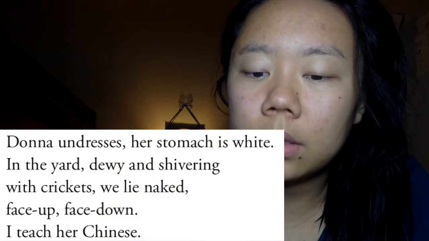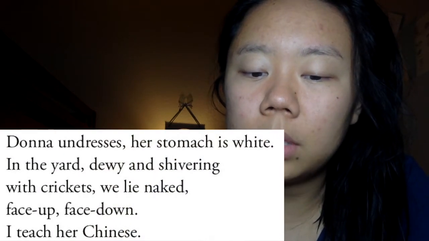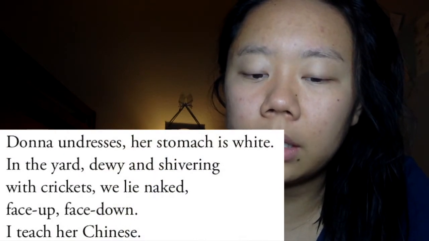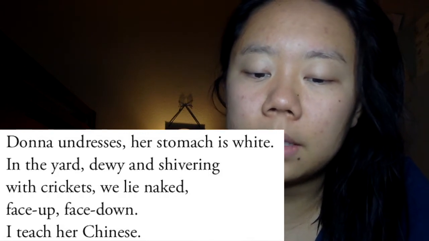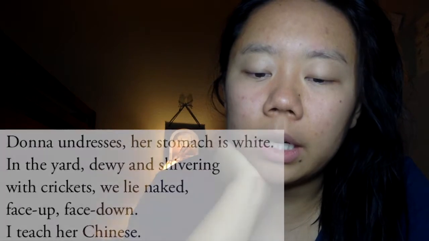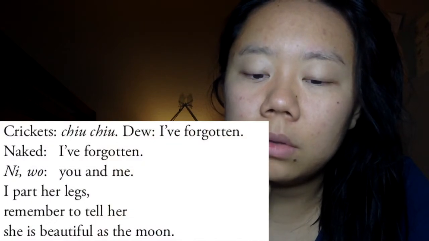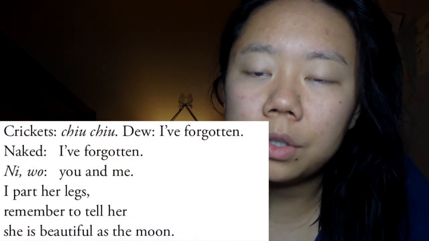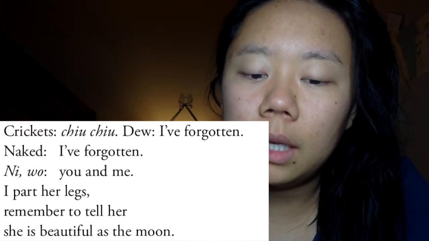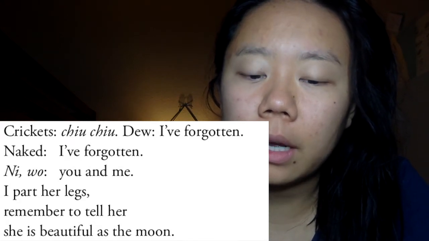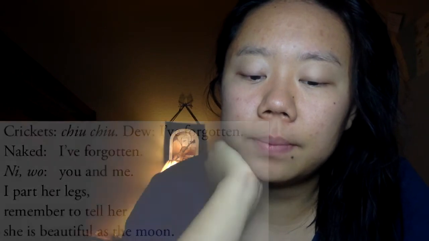Donna undresses. Her stomach is white. In the yard, dewy and shivering, with crickets, we lie naked, face up, face down. I teach her Chinese. Crickets. Choo choo. Do. I've forgotten. Naked. Ni, wa, you and me. I part her legs. Remember to tell her she is beautiful as the moon.